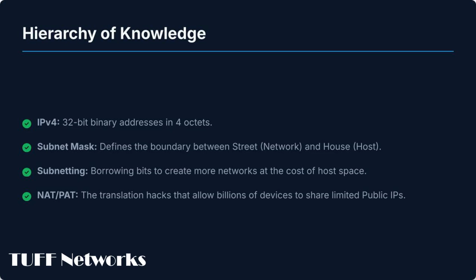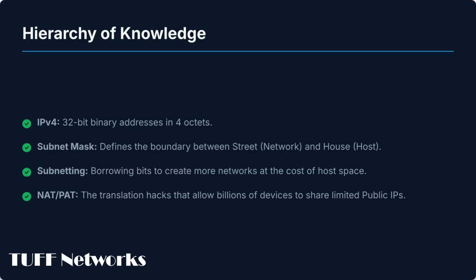To recap, here is the hierarchy of knowledge you need to take away from this deep dive. 1. IPv4 addresses are 32-bit binary numbers. We read them as dotted decimals, but the router reads them as binary. 2. Subnet masks define the boundary between the network, the street, and the host using a logical AND operation. 3. Subnetting allows us to segment networks for security and efficiency by borrowing host bits to create more network bits. Remember the trade-off. More subnets means fewer hosts per subnet.